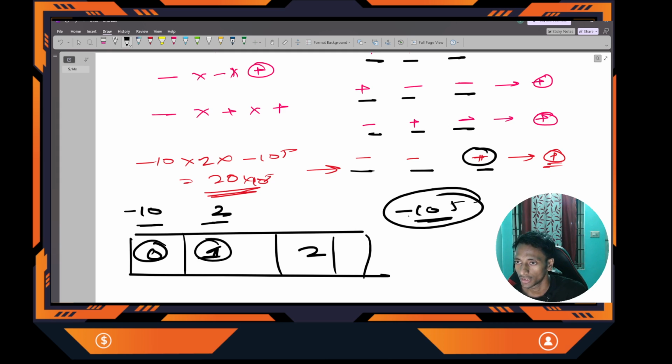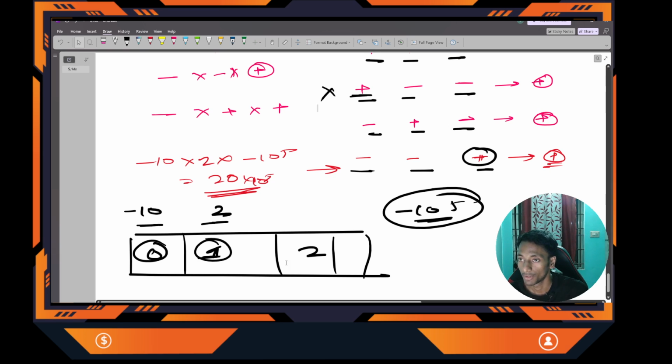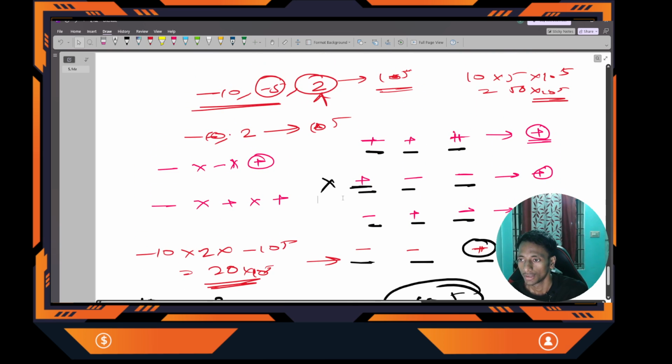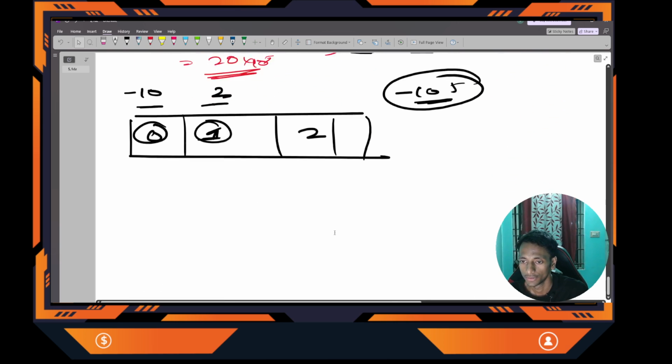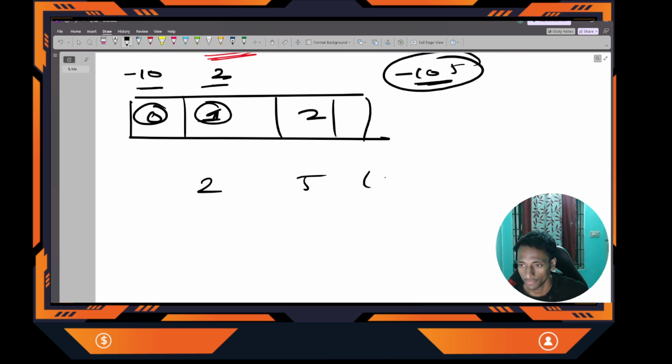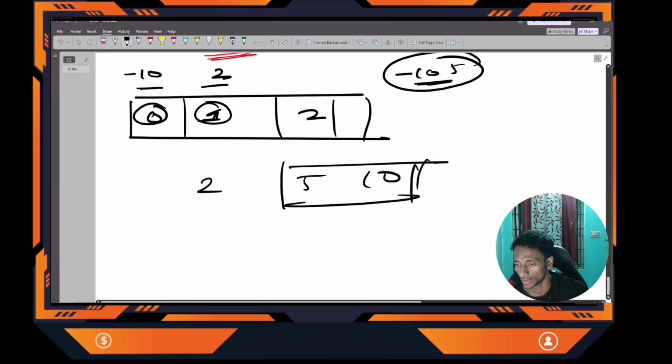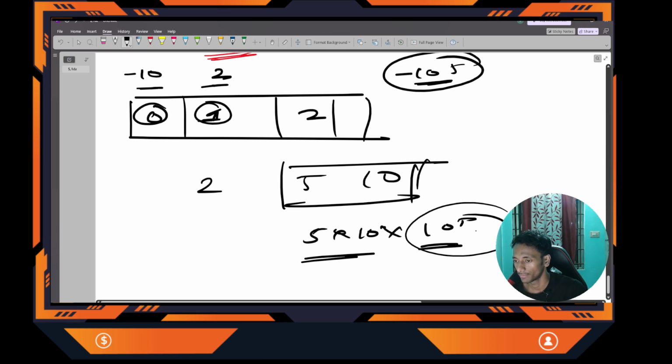And such a situation, positive first then negative, is not possible, because I have already sorted the input array. Now in the positive case, I have to multiply with 10 to the 5, something like 2, 5, 10. These two numbers are the largest numbers. So which number do I multiply? I have to multiply 10 to the 5. Clear? Then you get the maximum positive value.